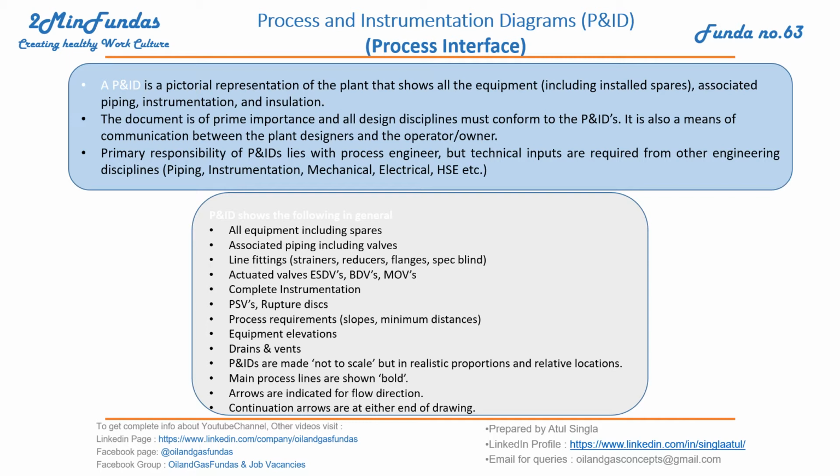Main process lines are shown in bold. Arrows are indicated for flow direction. Continuation arrows are at either end of the line. So all this information is mentioned in the P&ID. So the P&ID becomes the basic document for all disciplines.